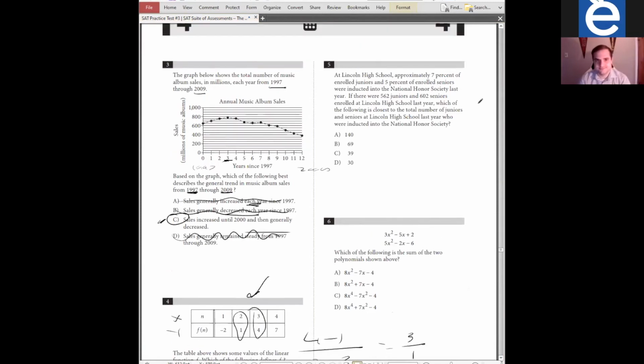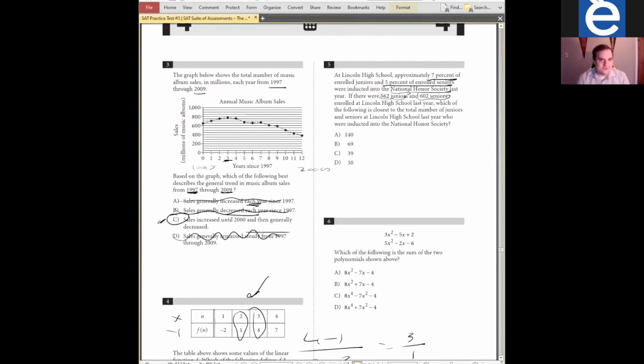All right. At Lincoln High School, approximately 7% of enrolled juniors and 5% of enrolled seniors were inducted to the National Honor Society last year. If there were 562 juniors and 605 seniors, which of the following is closest to the number of total juniors and seniors that were inducted to the Honor Society?